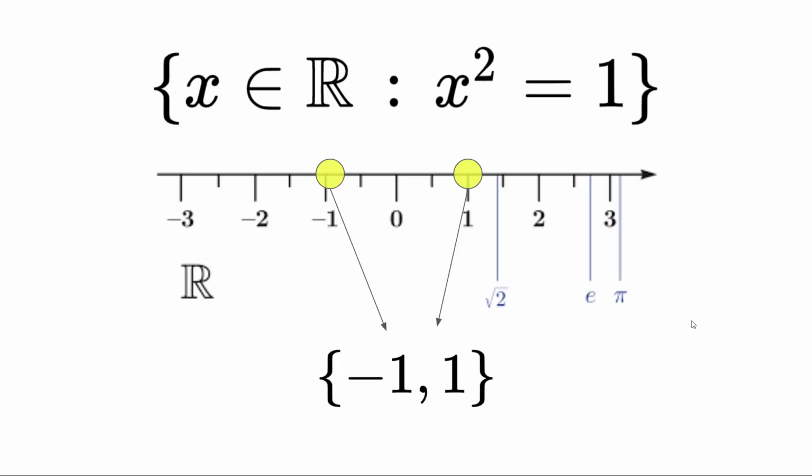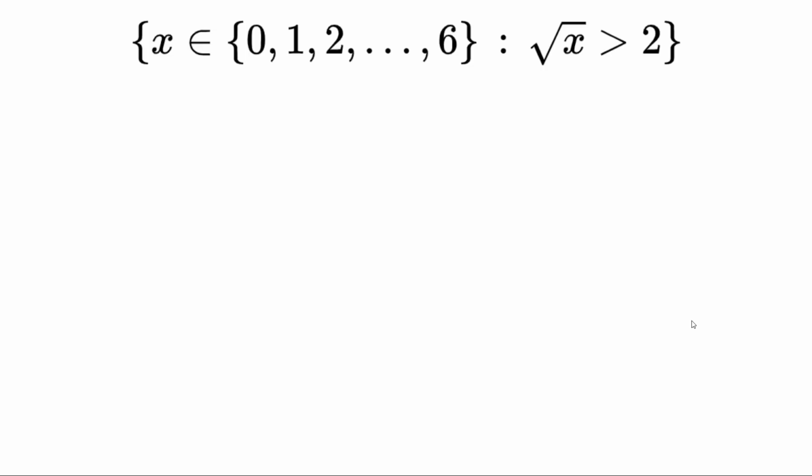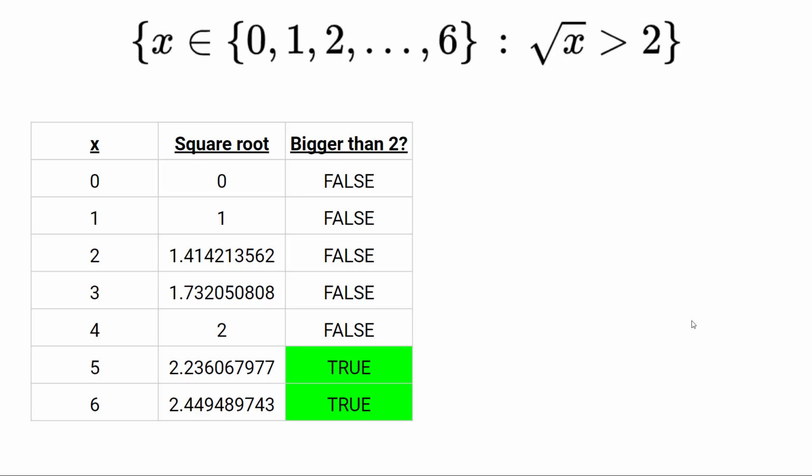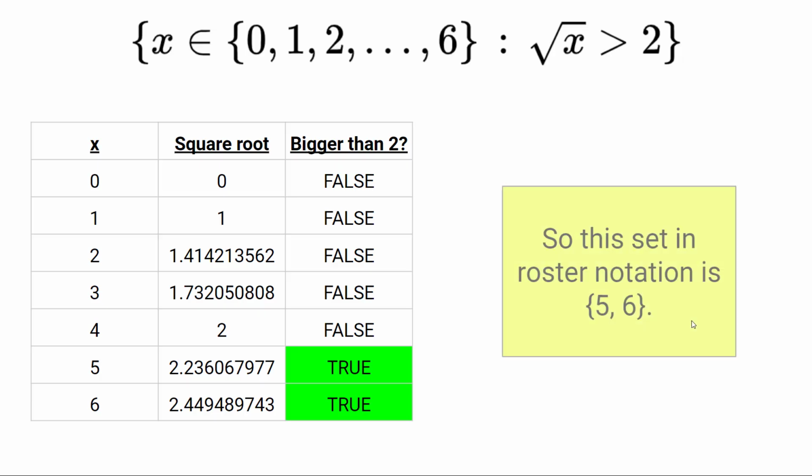And here's another example, the set of all x values from the set 0 through 6 whose square root is bigger than 2. What's this in roster notation? Start with all the elements of the set 0, 1, 2, 3, 4, 5, and 6. That's 7 numbers. Now apply the predicate to filter out. The numbers that meet the membership requirements that make the predicate true are just the numbers 5 and 6. So that's our set in roster notation.